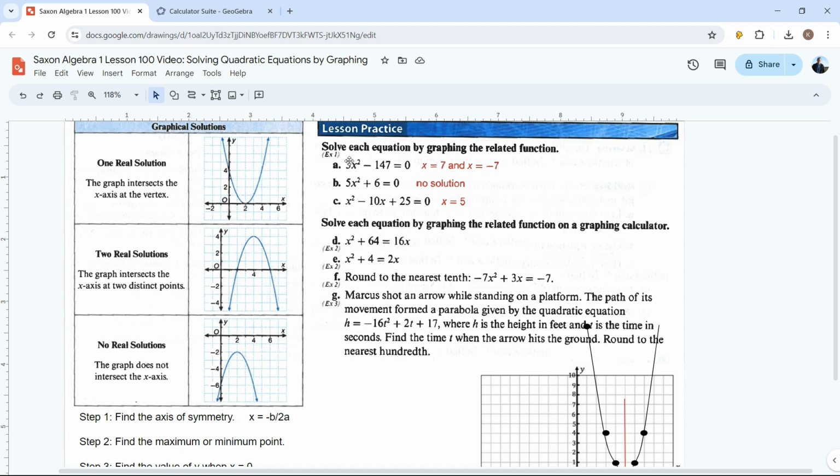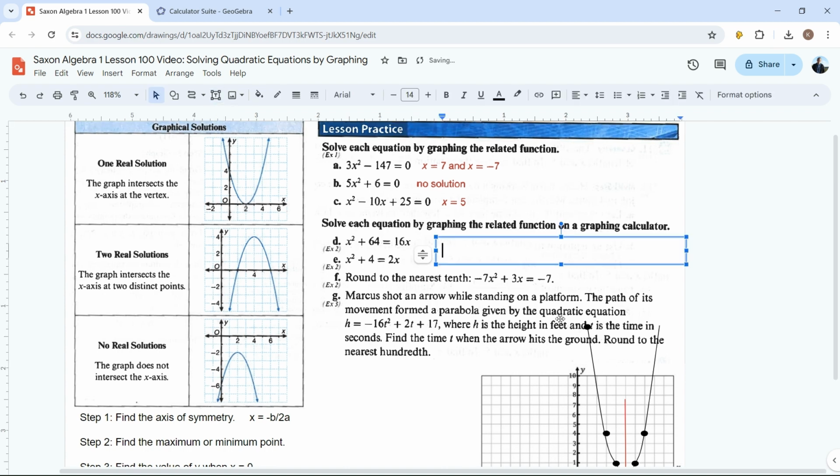Okay, so that's the tricky thing about these graphing calculator ones, is we at least need to get 0 on a side by itself. To do that in this first one, I'm going to subtract 16x from both sides. So for letter D, I get x squared minus 16x plus 64 equals 0.